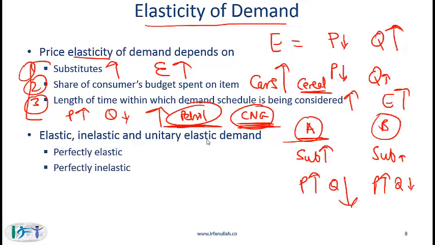Elastic, inelastic, and unitary elastic. We've seen this before. When we say that the demand is elastic, we mean that elasticity is greater than 1. This means that a 1% change in price will cause a change in quantity which is more than 1%. Inelastic means that the elasticity is less than 1, and unit elastic means that elasticity is equal to 1.